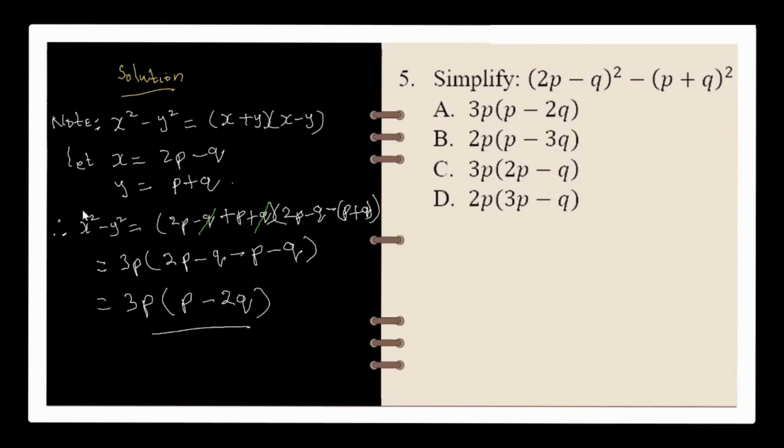I will now go to the options to look for the one that matches with this, 3p open bracket p minus 2q. So we see that option A is the correct one for this question. So this is correct. We proceed to question number 6.